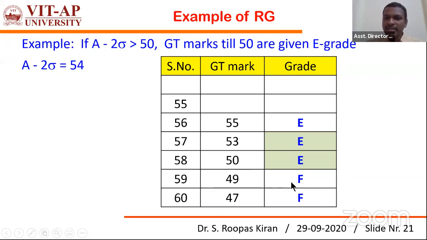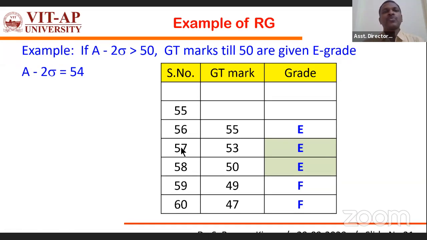So this number and this number also will be given E grade. In the other case, if this is 48, this number also will be given E grade. Okay, whichever is lower here. So these are the examples with which you can understand the grade conditions.